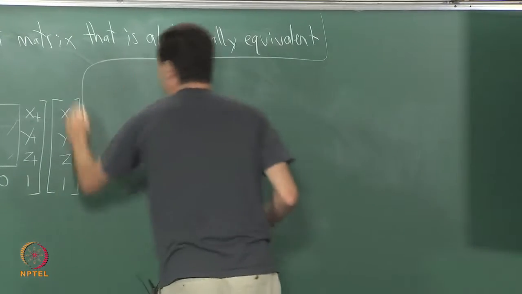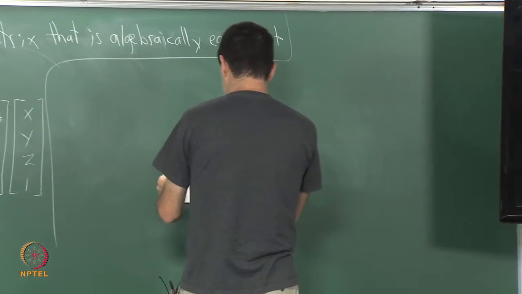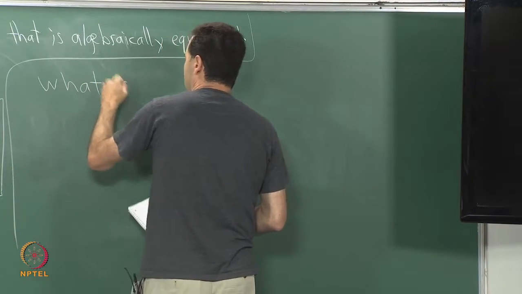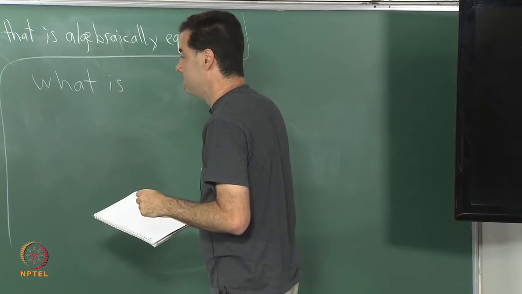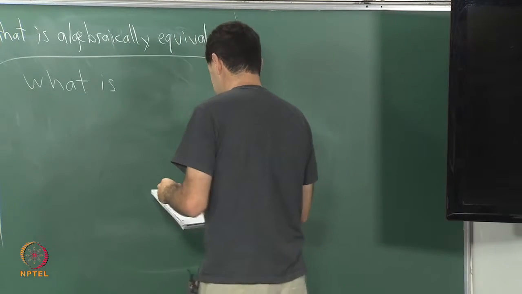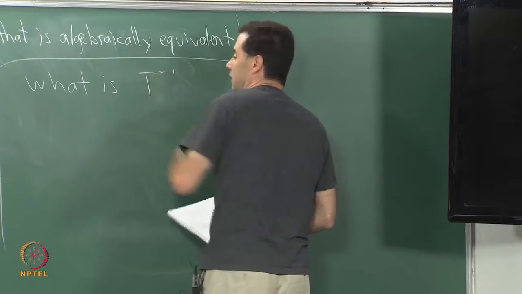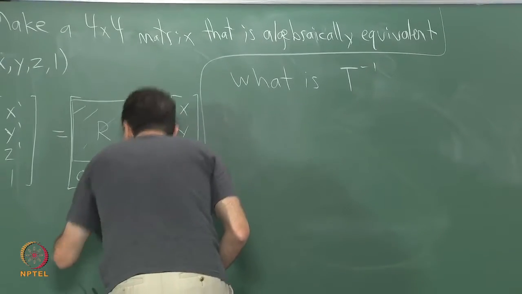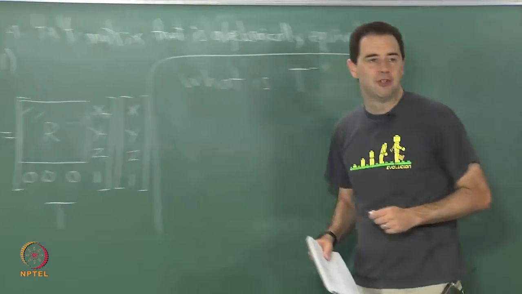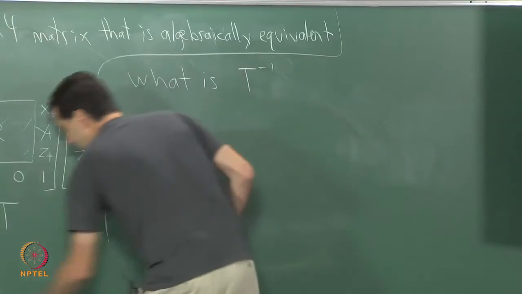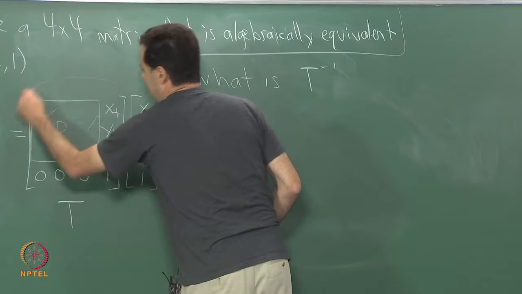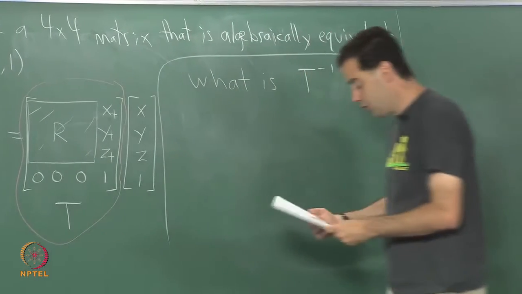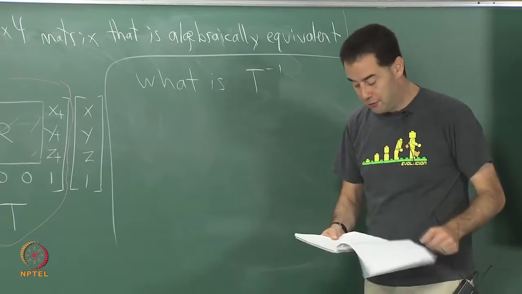All right, so what is T inverse? And I haven't written exactly what T is. T is this 4 by 4 matrix here. So I'll say T is the 4 by 4 matrix. So this part here, that's just the matrix T. So what is T inverse? Let me write a candidate for it.